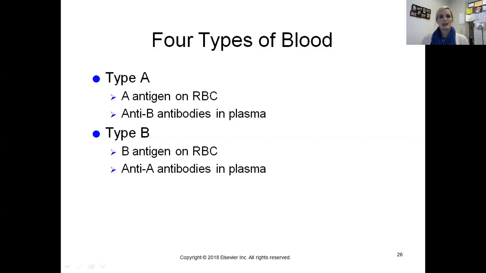So type A, the A antigen belongs. So that is not considered foreign, it needs to be there. The B antigen is foreign, so that's why we have those anti-B antibodies. In people who are type B, they're named type B because they have the B antigen on their red blood cells, and they cannot be given type A because they have anti-A antibodies in their plasma.